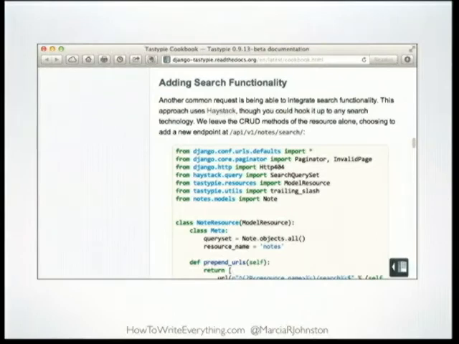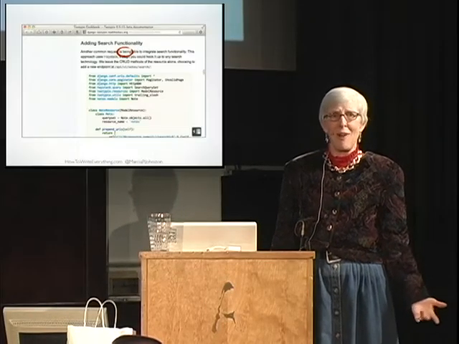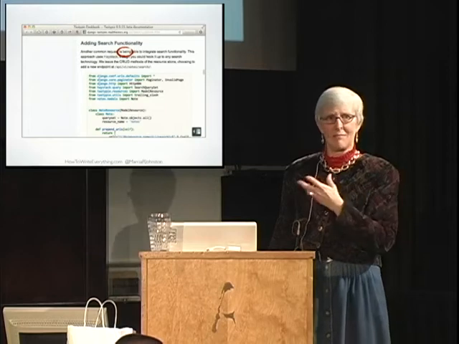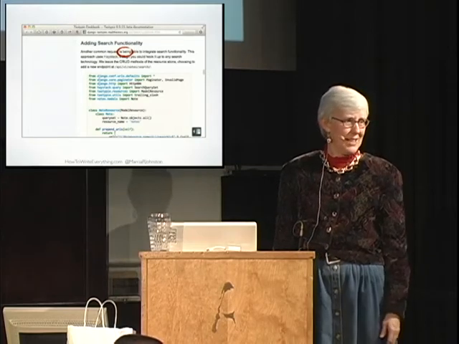So here's an example. We get a double whammy here. I have no idea what that first sentence really means. Another common request is being able to integrate search functionality. So that may mean something to the person, it obviously means something to the person that wrote it, but any volunteers to put that into more concise language? You want search.